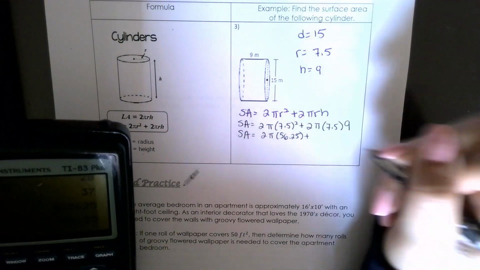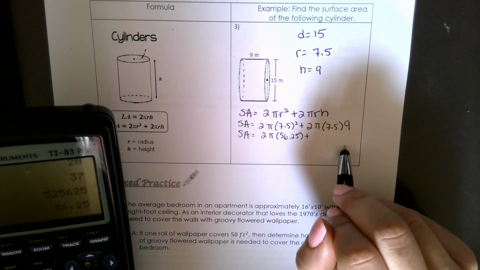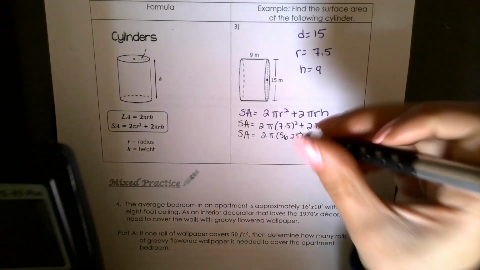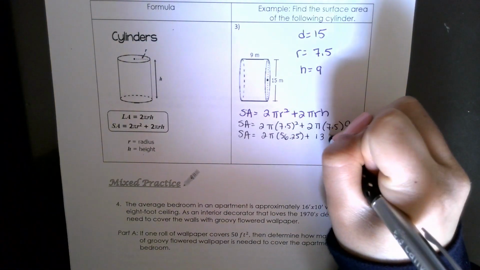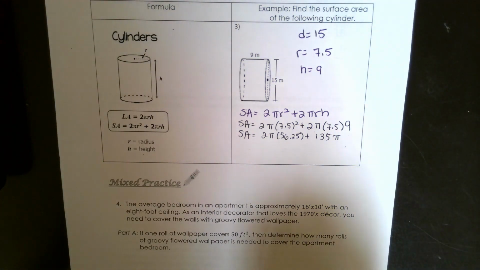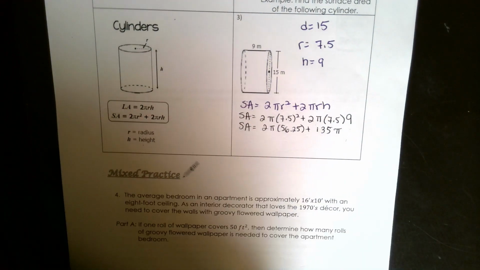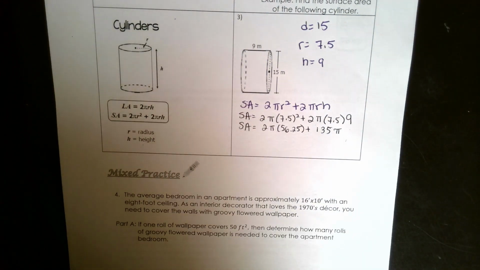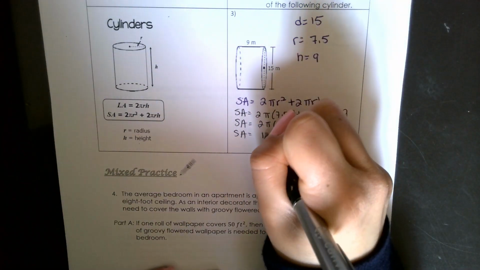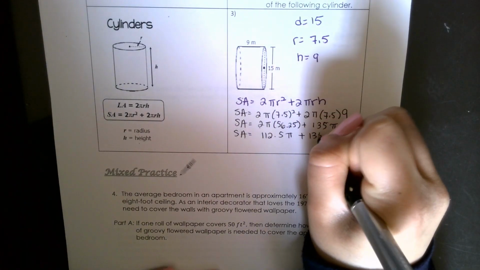Plus, and then I'm going to multiply these out. I'm going to leave pi still. I'm not going to multiply the pi, and you'll see why. So you're going to multiply those out. You should get 135 pi. And now, again, I'm not multiplying the pi out, not just yet. So multiply that by 2. I'm just multiplying the numbers out. So I'm going to have 112.5 pi plus 135 pi.